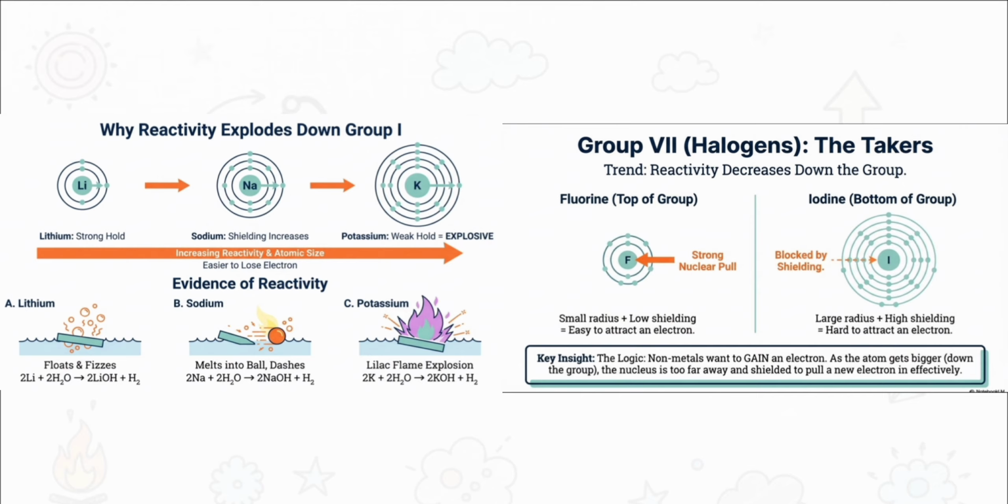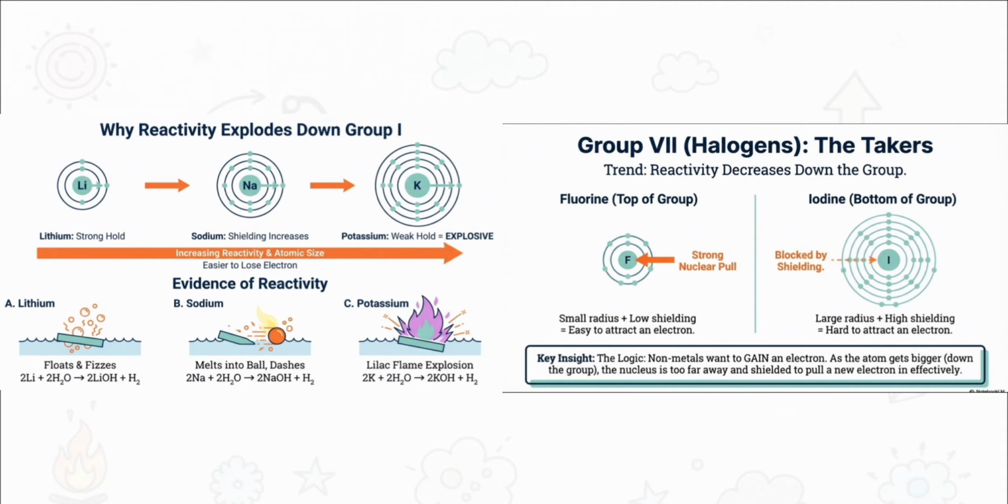Now look to the right, at the nonmetals, the takers. They want to gain an electron. And here, being small is a huge advantage. Fluorine, right at the top, is tiny with very little shielding. Its nucleus has this powerful focused pull, and it can easily snatch an electron from something else. But look at iodine, way down at the bottom. It's huge. It has so many shells shielding its nucleus, it can barely feel the outside world, let alone attract an electron.